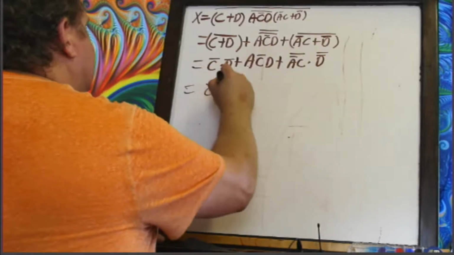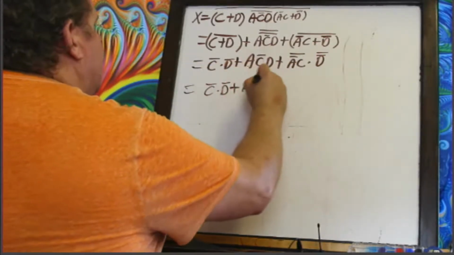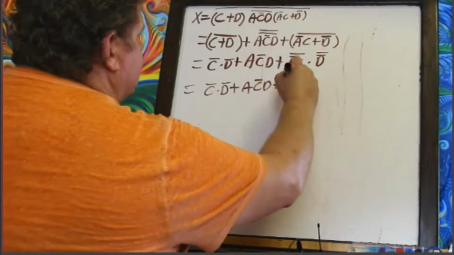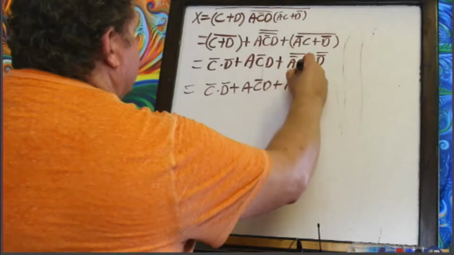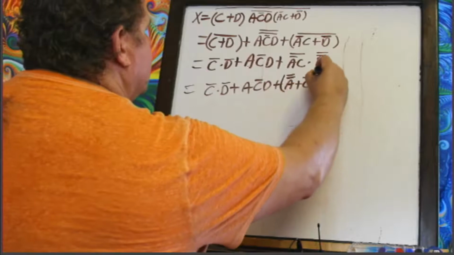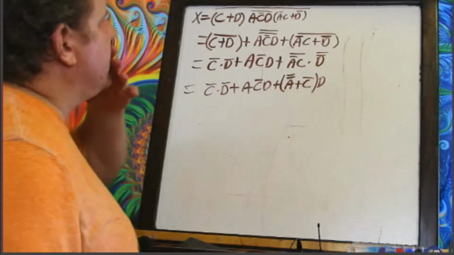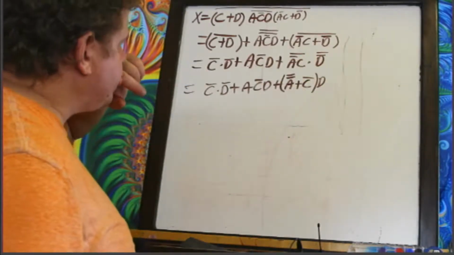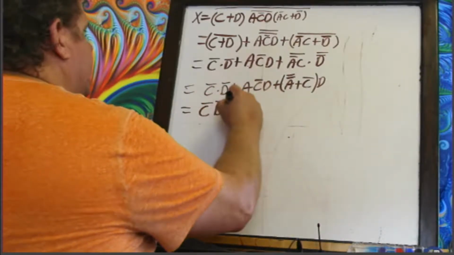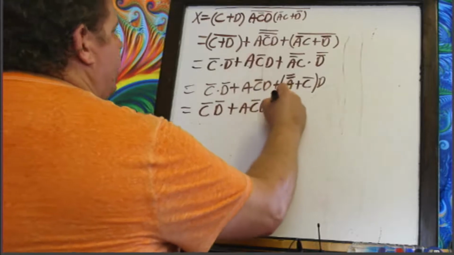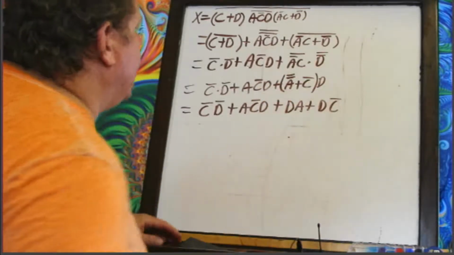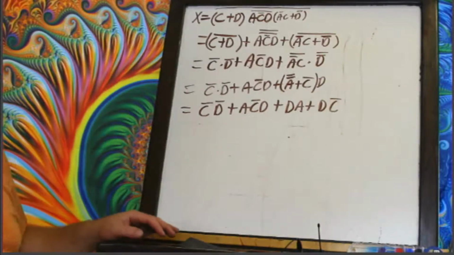So C naught D naught, plus A C naught D, plus DeMorgan's this, plus C, and then that whole thing is times D. Okay, because these are multiplied together. So another line here, plus A C naught D plus DA plus DC naught. Okay, now we've gotten all the DeMorgan's out of the way.